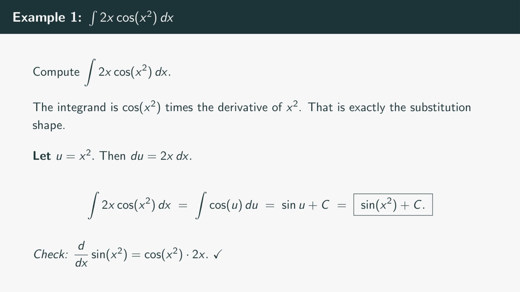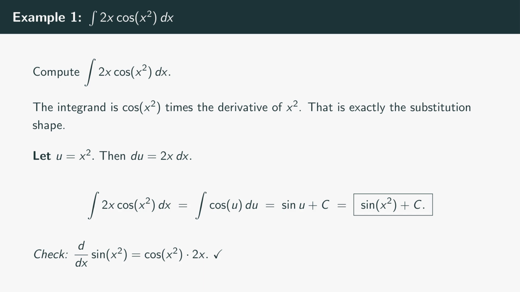Last step. Back substitute. u was x squared, so the answer in x is sine of x squared plus c. Always check by differentiating. The derivative with respect to x of sine of x squared, by the chain rule, is cosine of x squared times 2x. That's the original integrand. We're done.